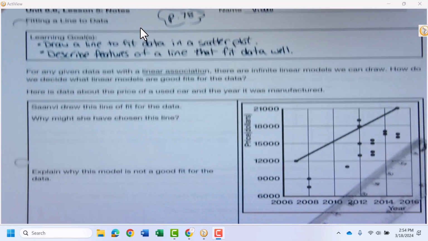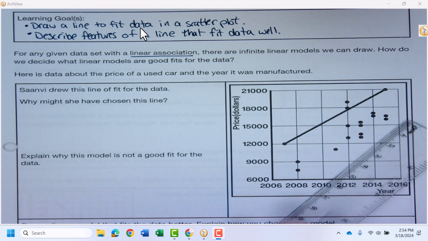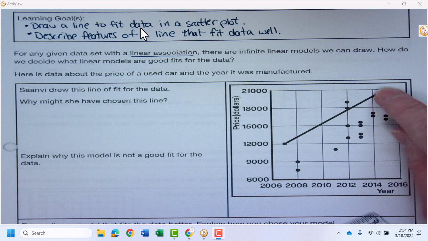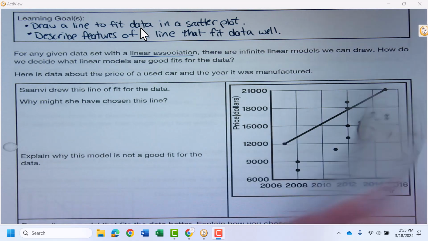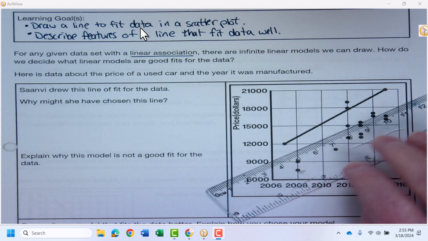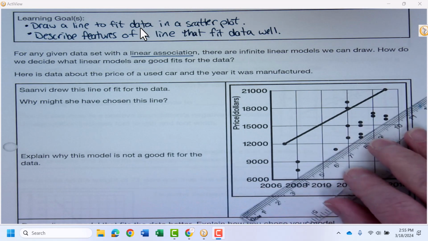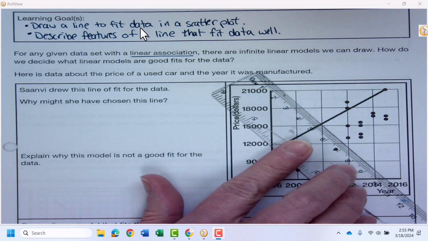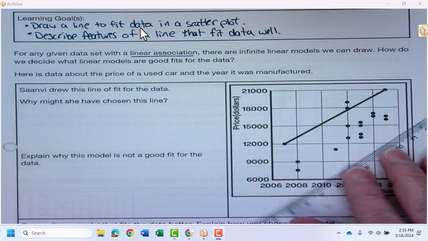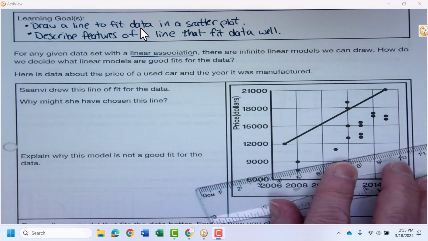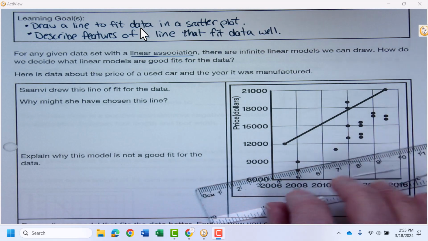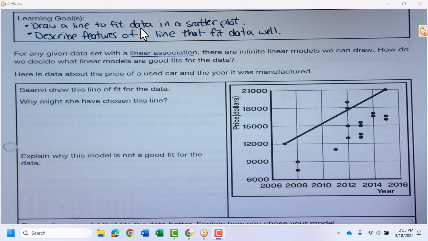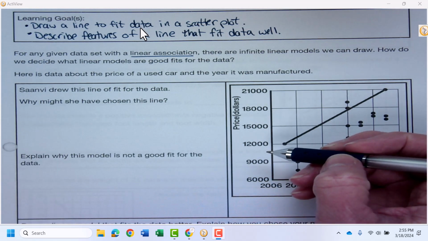For example, we have a scatter plot here, and there's a bad line that's been drawn that we'll discuss in just a moment. But what makes it a bad line? How do we know that the line's supposed to look like this? Why can't the line look like this? Why can't the line be down here? There are some specific things that we're looking for when we draw a good line of fit.